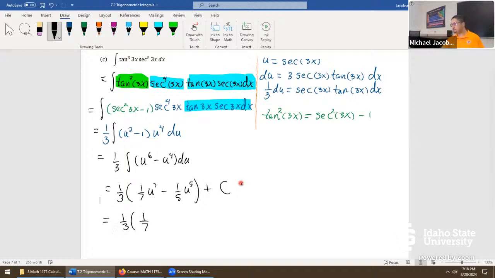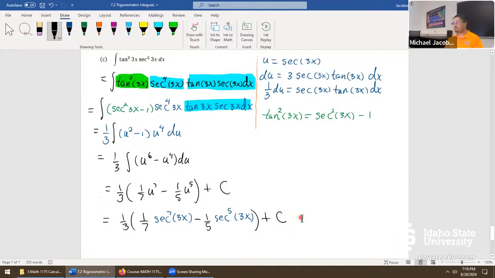1/3, 1/7 of u was this thing, so secant power 7 of 3x minus a 1/5 secant power 5 of 3x plus a constant. For me personally, I'd probably just leave the answer in this format. It's always your judgment call if you want to do any extra factoring, distributions, but usually that's best if you find an easy way to cancel, simplify in some way. Yeah, go ahead.